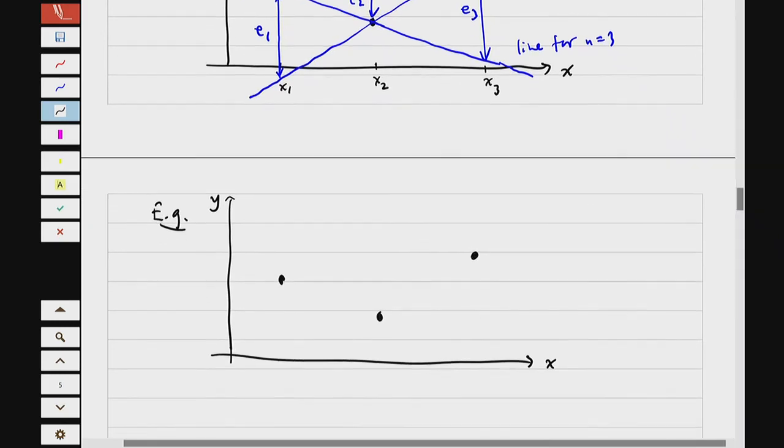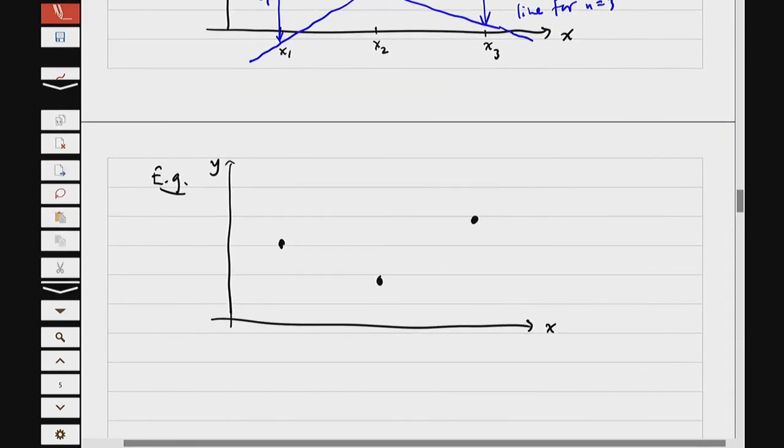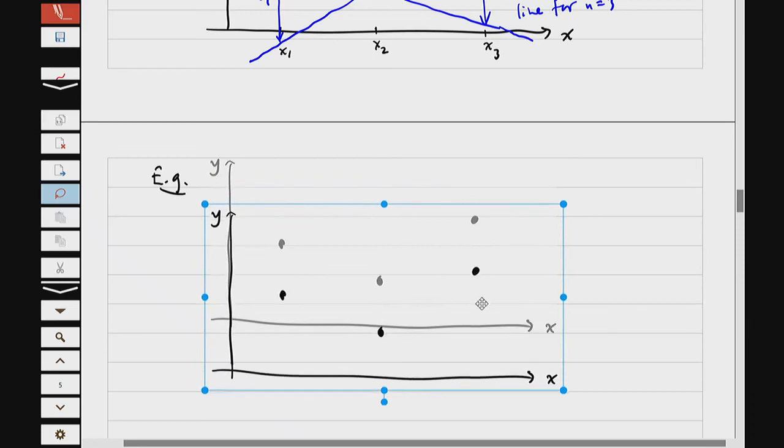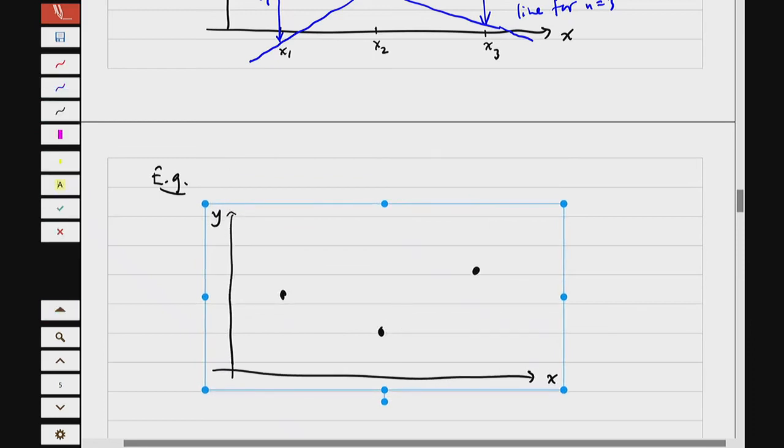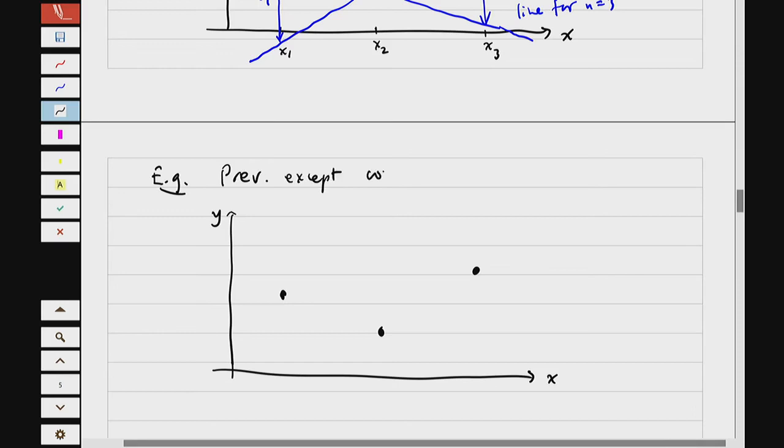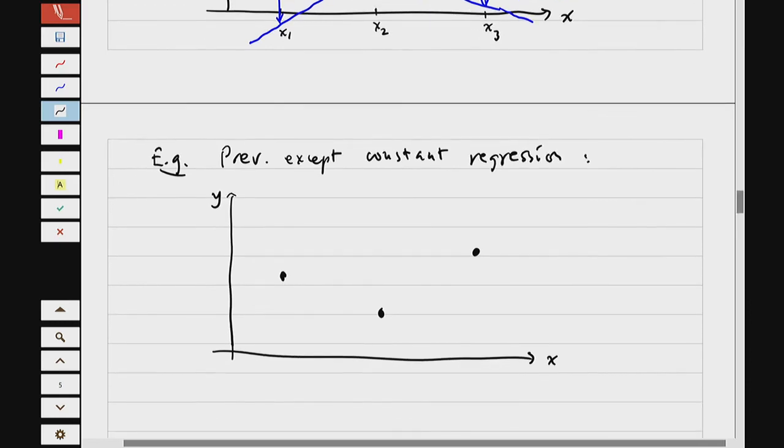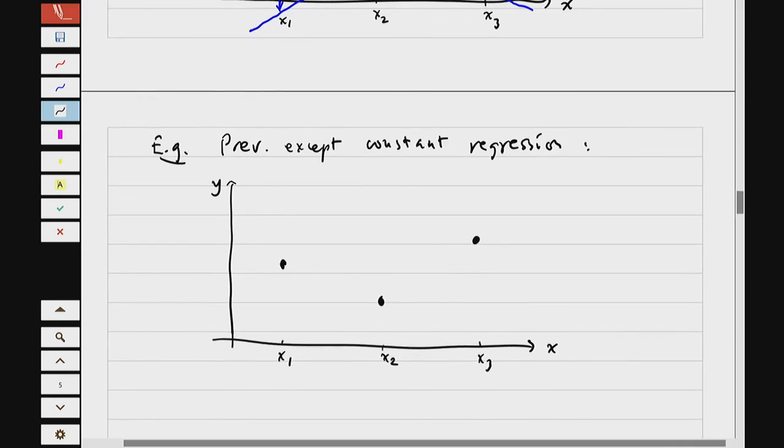Okay, so now consider, oh, I did not say. Let me move this down a bit. I want to say this is a. Let's consider constant. So same as previous, except that we want to consider constant regression. So x1, x2, x3. What would be the first line be? What would be line 1?